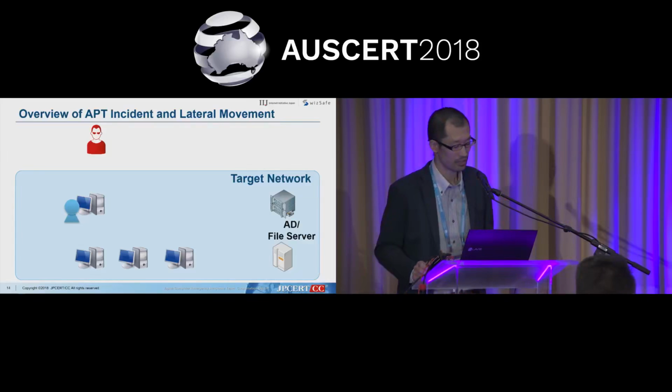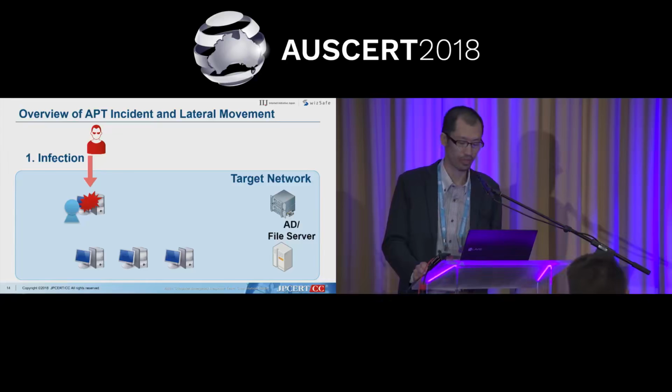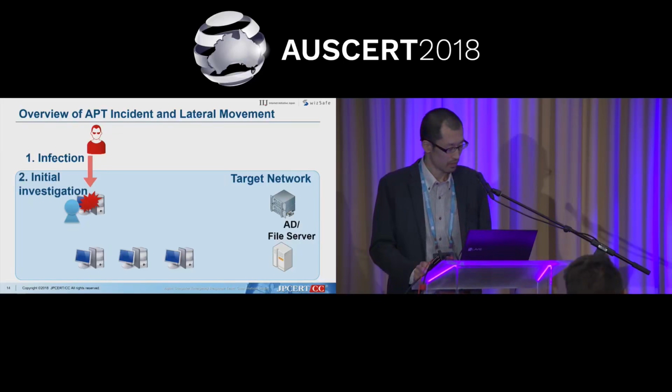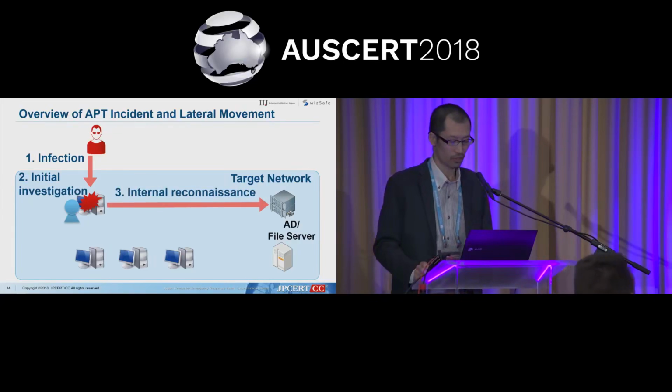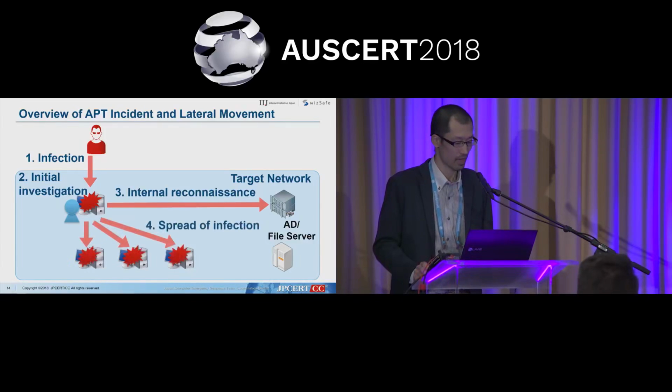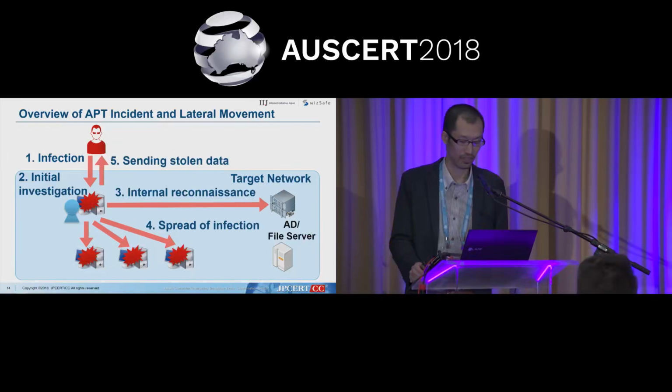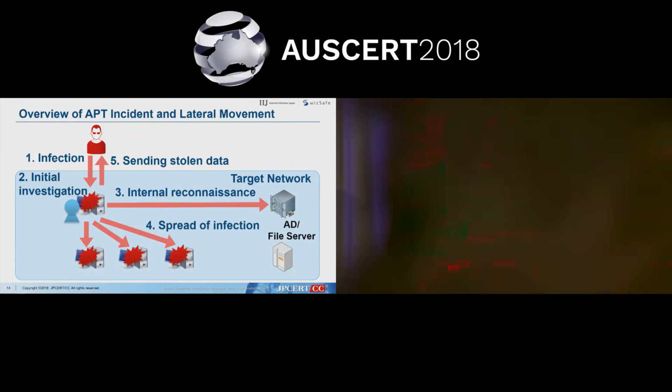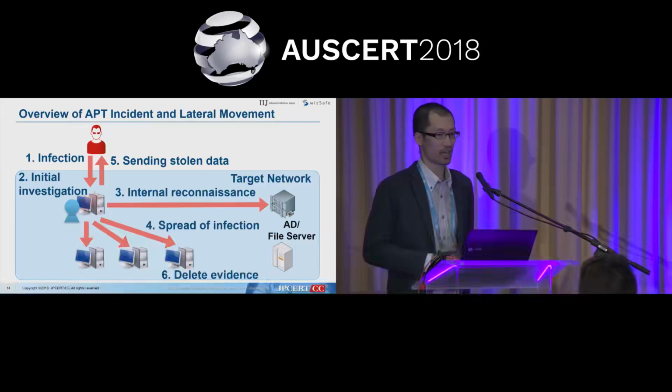This slide introduces the flow of an APT incident. An attacker who infected the host with malware collects information on the host. Next, they collect information on other hosts and servers within the network. And they spread the infection to other hosts. They will send confidential information using cloud services and so on. Last, they delete logs and created files.